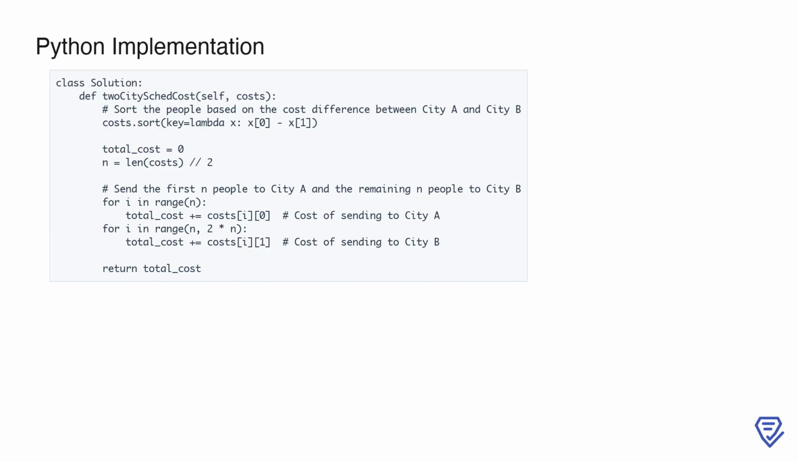After sorting, the first n people are sent to city A, and the remaining n people are sent to city B. The logic is implemented in two loops, where the first loop calculates the total cost for city A, and the second loop calculates the total cost for city B. This approach guarantees that exactly n people are sent to each city while minimizing the total cost. The function then returns the computed total cost.